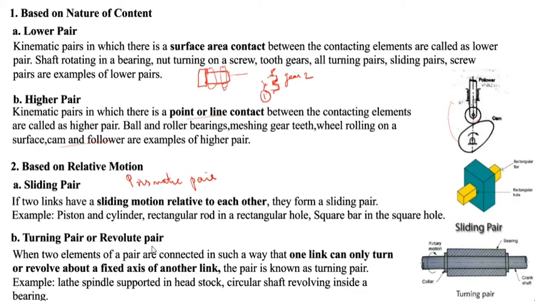Next one, turning pair or revolute pair. When two elements of a pair are connected in such a way that one link can only turn or revolve about a fixed axis of another link. You see, this is the collar, this is the rotary motion, crankshaft, this is the bearing. The pair is known as turning pair. Example: lathe spindle supported in headstock, circular shaft revolving inside a bearing. Another example, knee joint in our body, is another example of turning pair.